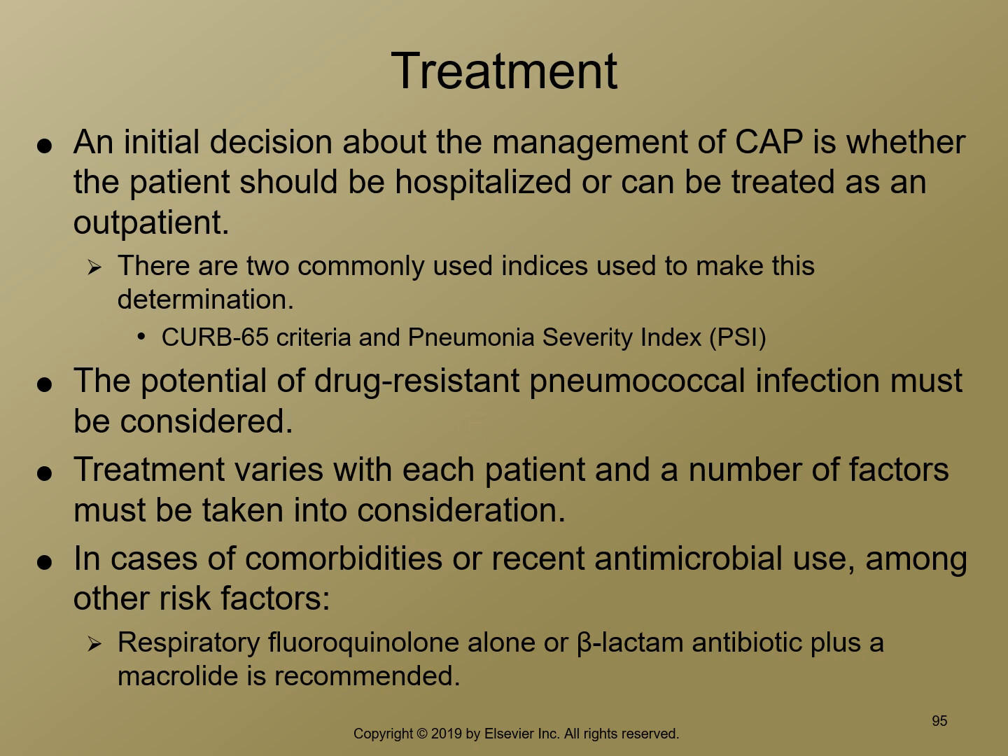The likelihood of drug-resistant pneumococcal infection must also be considered to determine appropriate antimicrobial therapy. For adults, macrolide antibiotics may be used in outpatients with community-acquired pneumonia who have no other risk factors. In the case of comorbidities or recent antimicrobial use, a respiratory fluoroquinolone alone or a beta-lactam antibiotic plus a macrolide is recommended.